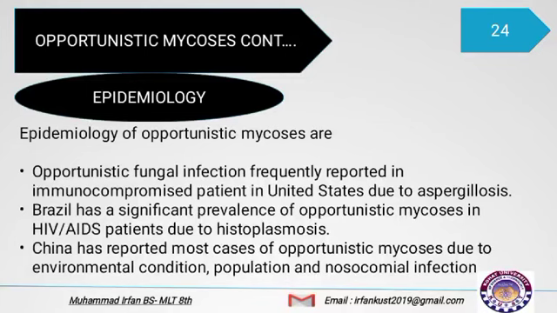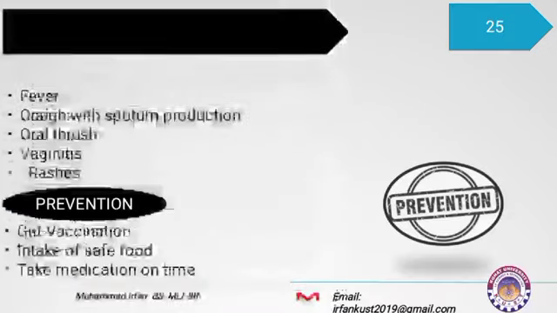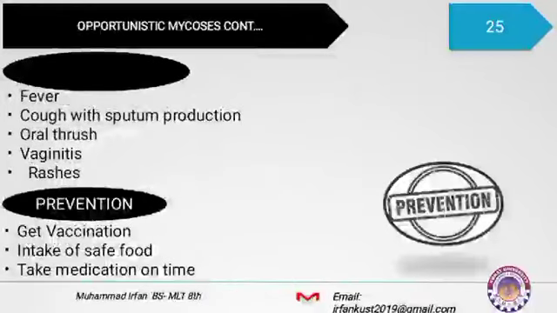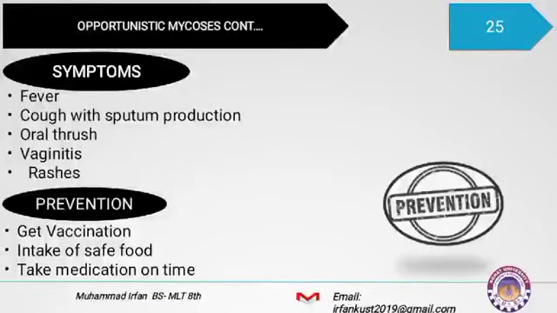Epidemiology. Opportunistic fungal infection is frequently reported in immunocompromised patients in the United States due to aspergillosis. Brazil has significant prevalence of opportunistic mycosis in HIV/AIDS patients due to histoplasmosis. China has reported most cases of opportunistic mycosis due to environmental conditions, population, and nosocomial infection. Symptoms. Symptoms of opportunistic mycosis are fever, cough with sputum production, oral thrush, vaginitis, rashes.